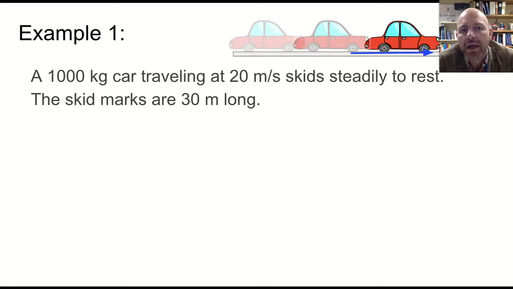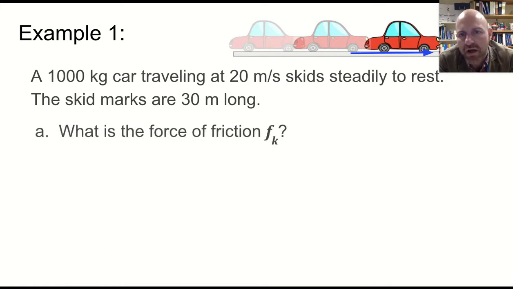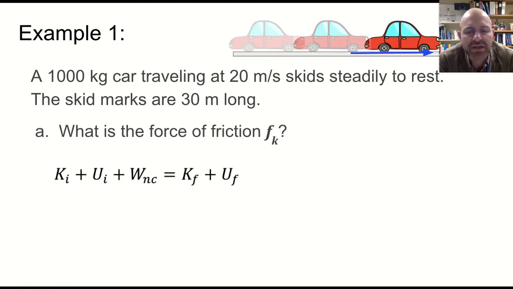Right? And so if we wanted to solve this problem and think about what's actually happening, this 1,000-kilogram car is traveling at 20 meters per second, coming to rest. We are given a distance that it skidded, 30 meters long. What is the force of friction? Well, that's going to come out of understanding the work done by non-conservative forces.